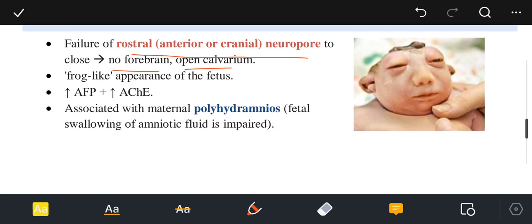There will be a frog-like appearance of the fetus. Increased alpha fetoprotein and increased acetylcholinesterase will be present. It is associated with maternal polyhydramnios. Fetal swallowing of the amniotic fluid is impaired.